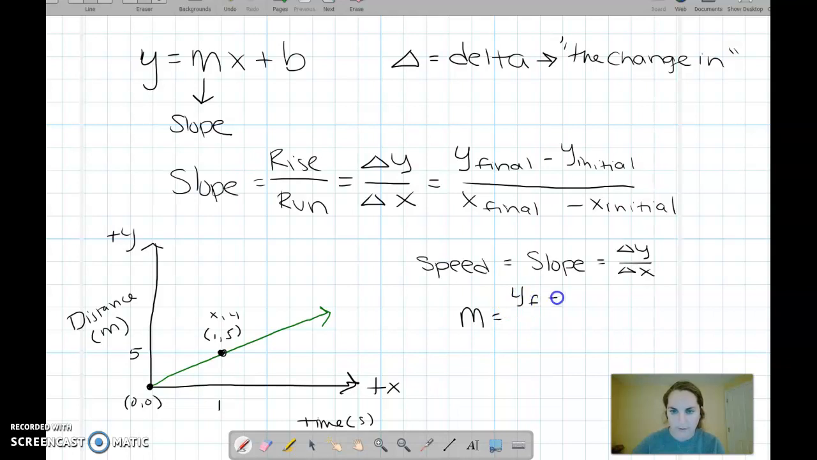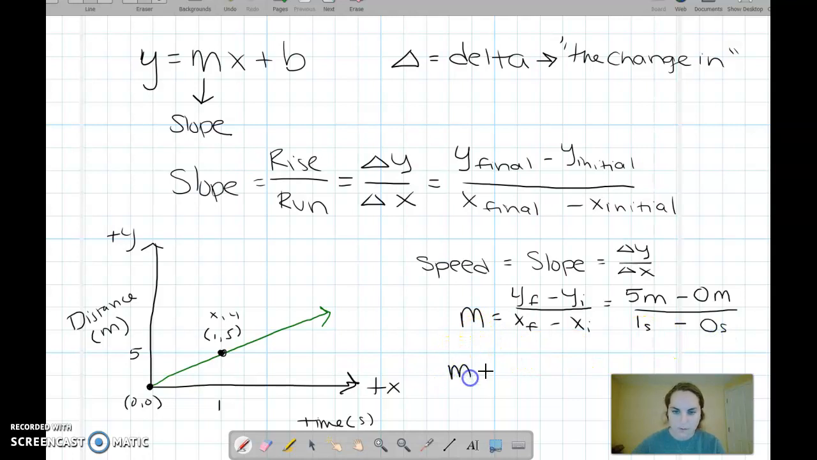Okay, so let's just write out our equation again. So y final minus y initial over x final minus x initial. So where was I ending? Like, where did I end on this line? What was my distance at the end for point B? Well, we can see here that it was 5 meters. And where did I start from? I started from the origin, just 0. Okay. And what was my time? My final time was 1 second. And again, I started from the origin, so that's 0 seconds.